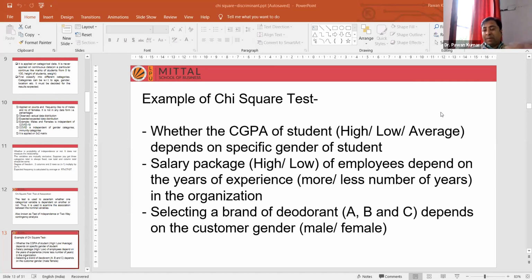For example, suppose I am a marketing manager in a smartphone company, and I would like to see whether the color of the smartphone matters. There are different colors of the smartphone: white color, gray color, and black color. And I am going to study the association between the color of the smartphone and the gender type, depending on the customer gender type. So here also I can go for the chi-square test.